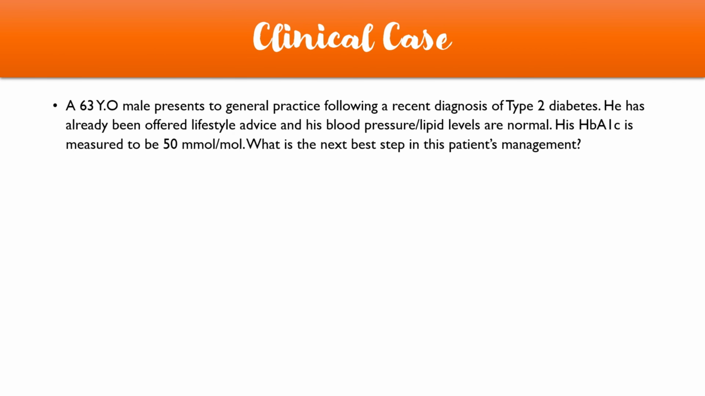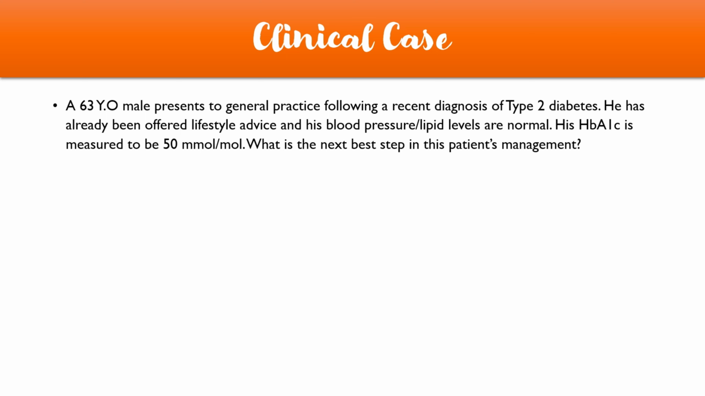Just to finish off, we have a quick clinical case here. A 63-year-old male presents to general practice following a recent diagnosis of type 2 diabetes. He has already been offered lifestyle advice and his blood pressure and lipid levels are normal. His HbA1c is measured to be 50 mmol per mole. What is the next best step in this patient's management?